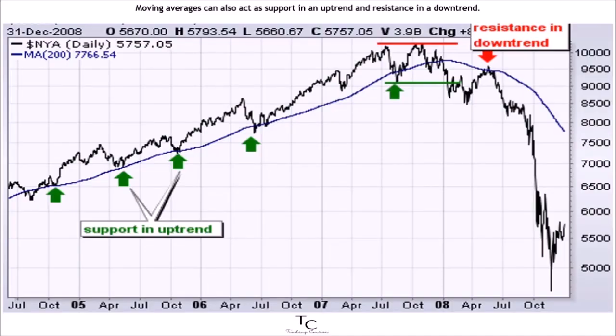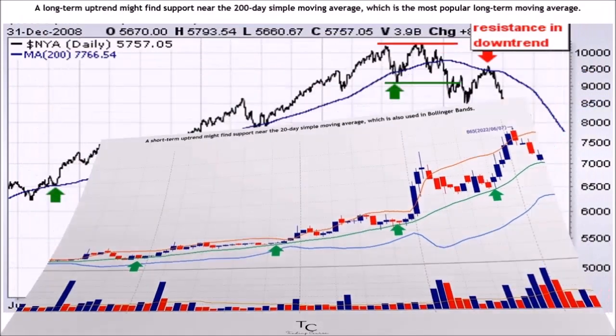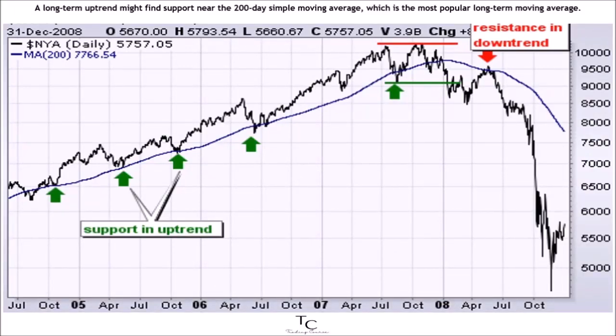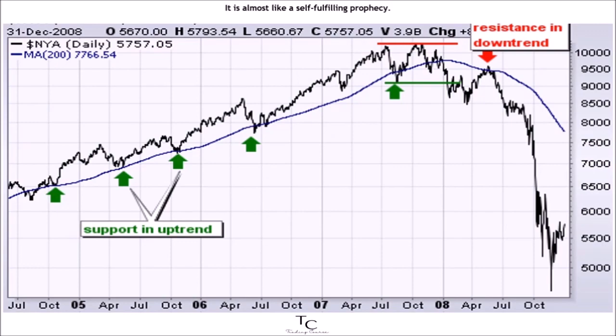Moving averages can also act as support in an uptrend and resistance in a downtrend. A short-term uptrend might find support near the 20-day simple moving average, which is also used in Bollinger Bands. A long-term uptrend might find support near the 200-day simple moving average, which is the most popular long-term moving average. In fact, the 200-day moving average may offer support or resistance simply because it is so widely used. It is almost like a self-fulfilling prophecy.